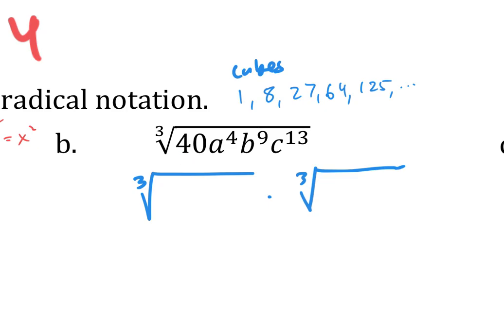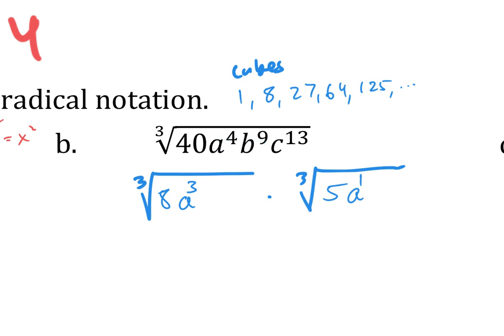So which one of these is the factor of 40? Well, looks like 8 is. 40 is 8 times 5. Again, things we can cube root, things we cannot. What about a to the fourth? Well, is that divisible by 3? No, it is not divisible by 3. But a to the third is, that power is divisible by 3. And a to the third times a to the first is a to the fourth because we add exponents.